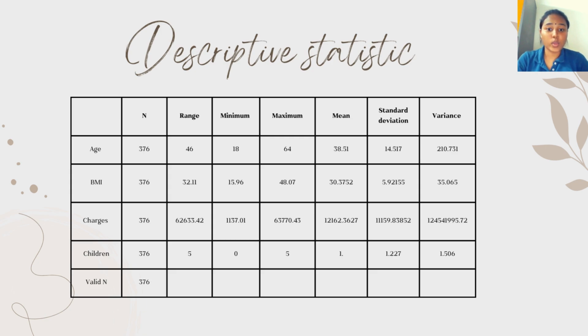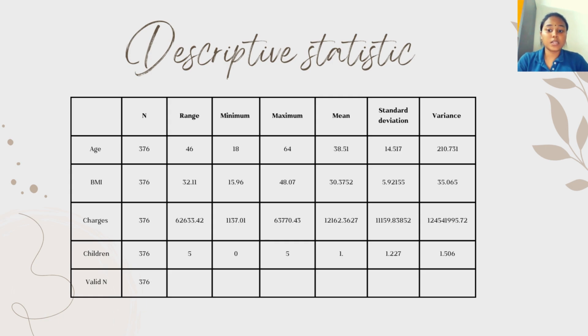with a mean of 20,162.36, charges range widely from 1,137.01 to 63,770.43. Finally, the number of children per participant ranges from 0 to 5 with an average of 1.05 children. The standard deviation of 1.227 indicates a moderate level of variability in the number of children among the participants. These statistics highlight the diversity and variability present in the dataset across all the measurement variables.